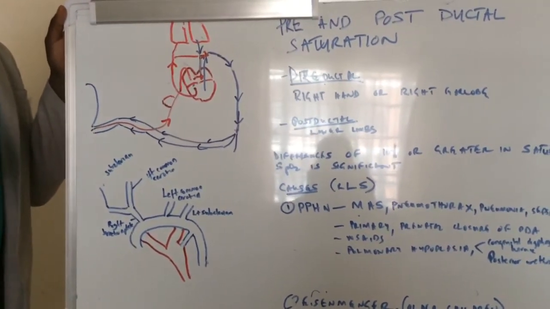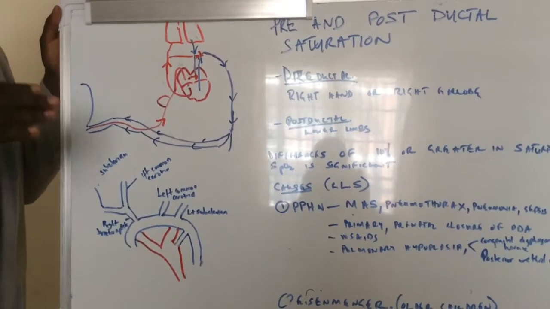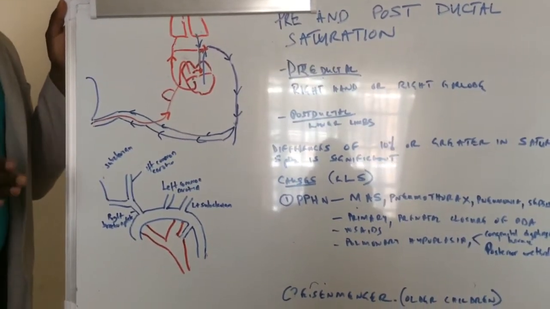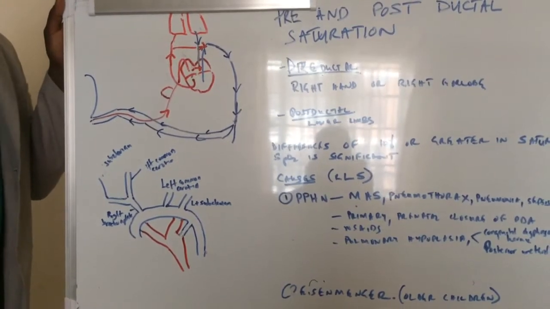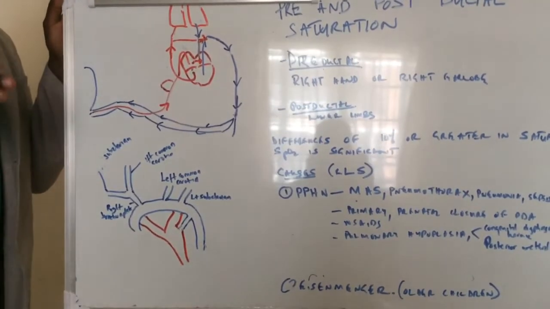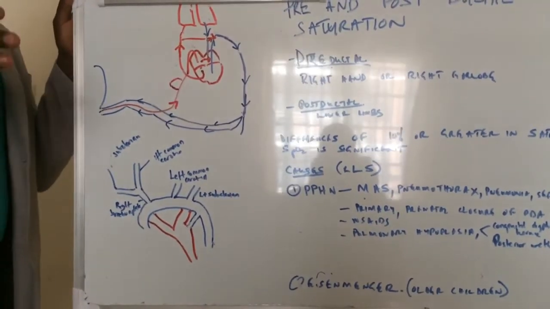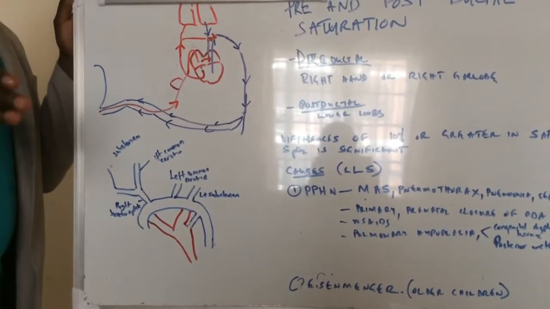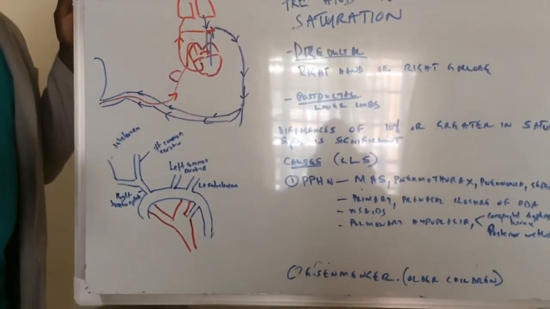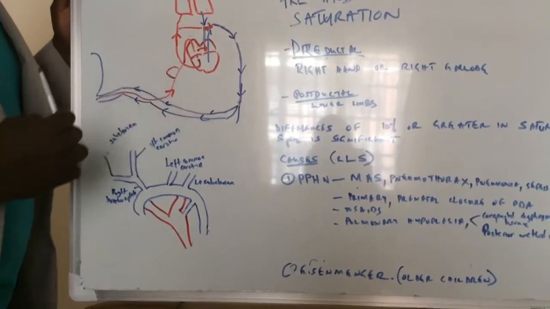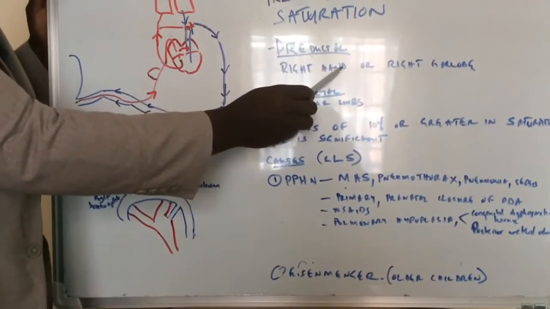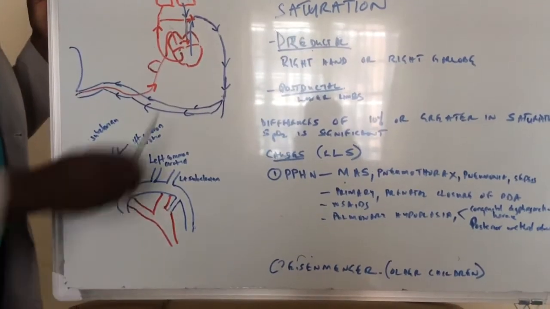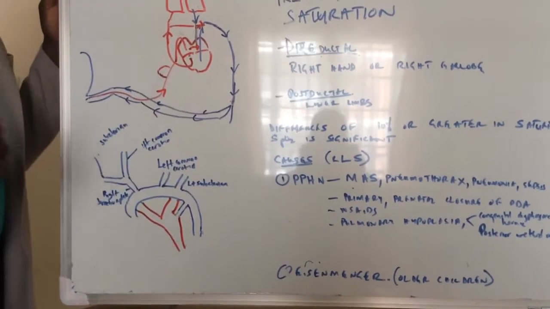When we are talking about the flow of blood, if we are starting from the left ventricle and the blood is moving to the aorta, then the pre-ductal saturation is any saturation that occurs before the ductus arteriosus, or the patent ductus arteriosus. Pre-ductal saturation we measure from the right hand or the right earlobe, and post-ductal saturation we measure from the lower limbs.